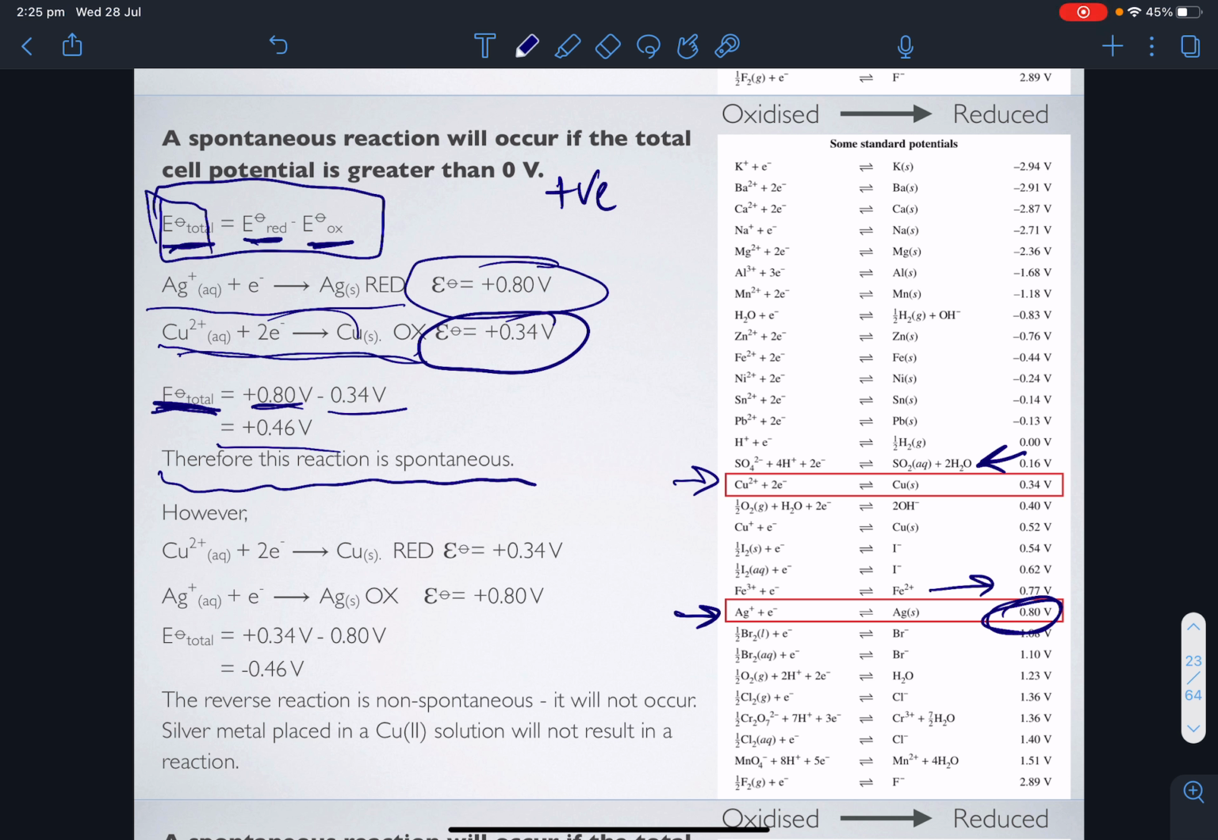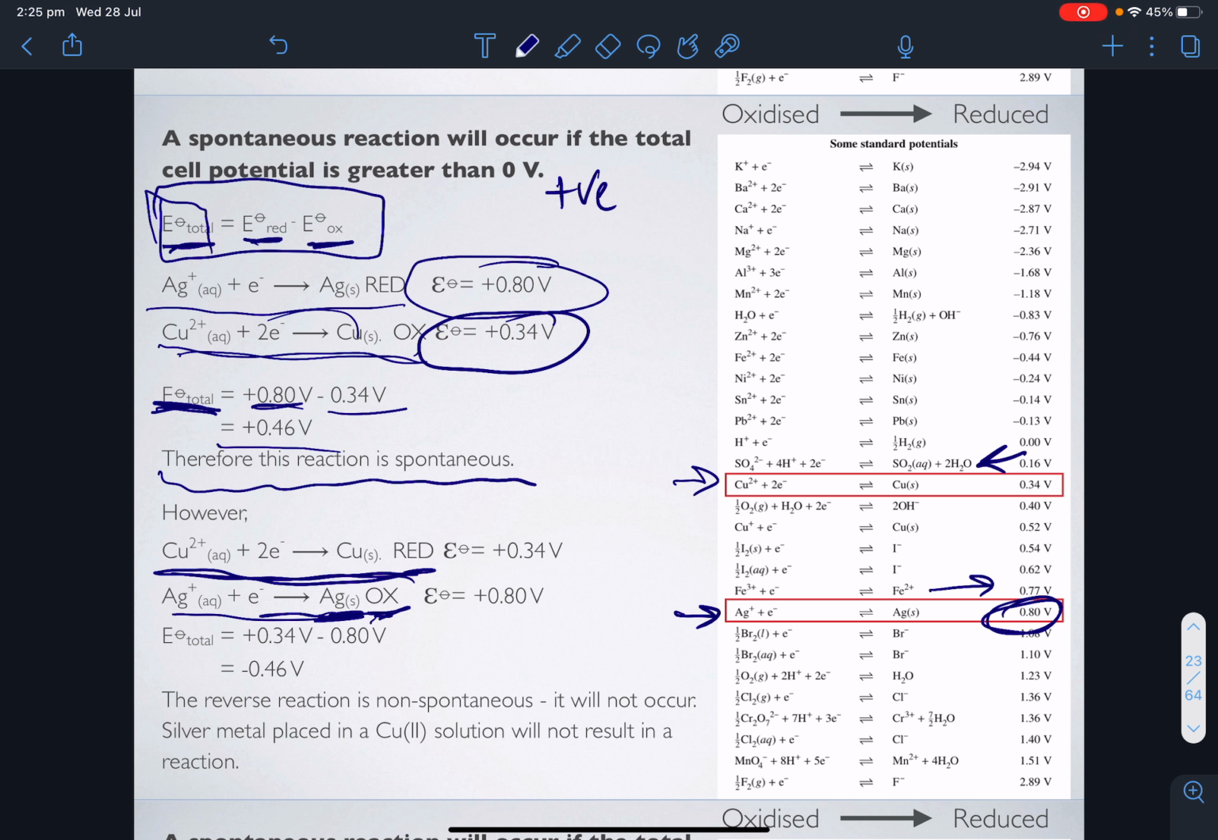Let's contrast that with what would happen the other way around. What would happen if we want the copper to be reduced, or we had a solution of copper 2 plus ions, like the blue copper sulfate solution, and we wanted to dunk in a solid piece of silver and oxidize it to silver plus? So we put a solid chunk of silver in there. Let's see what happens. So we want silver to oxidize and copper to be reduced.